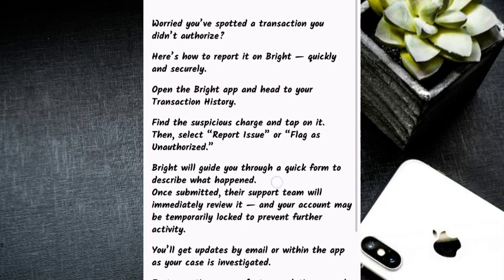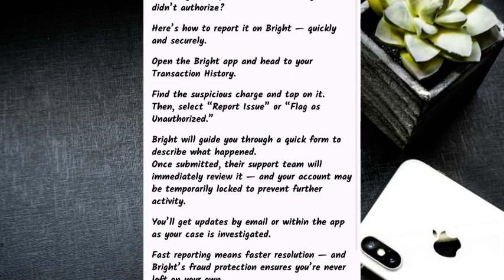First, open the Bright app and head to your transactions history. Find the suspicious charge and tap on it. And then you're going to select report issue or flag as unauthorized. Bright will then guide you through a quick form to describe exactly what happened.